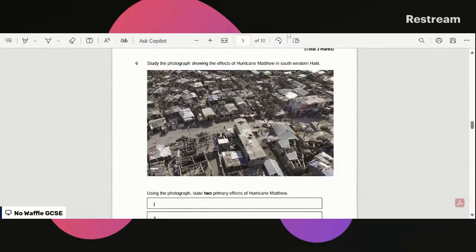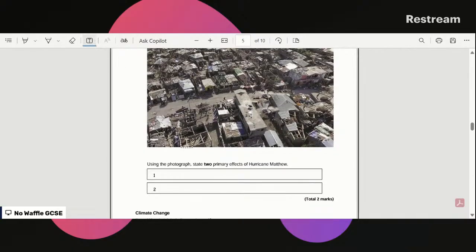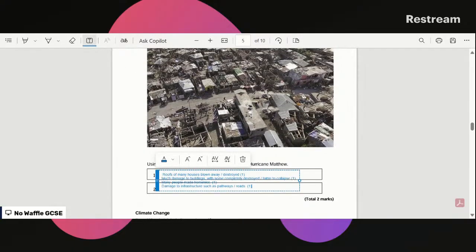So looking at this photograph, what can we see? Well, we can see that the roofs of many houses were blown away. That would be a primary effect. Something else we can see is that there's a lot of damage to buildings. You can then make the inference that many people are homeless, and there's damage to pathways, there's damage to roads. So any of those answers will be completely fine.